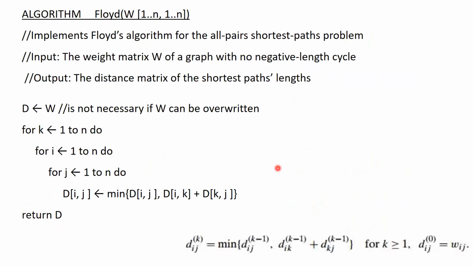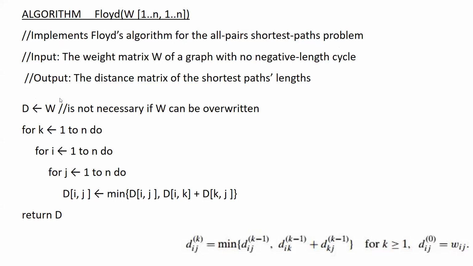Before this, of course, you can see this is very simple. Implement the Floyd's algorithm for all pair shortest path problem. What is the input? Weight matrix, what we call as distance matrix. Of course, that's the same. The weight matrix W of a graph is given with no negative length cycle. The cycles must not contain negative edges like -4, -2, like -20. Negative edges must not be there. Okay. Then the output will be the distance matrix of shortest path's length. Okay. Then fine. Then this W I will consider it as D.